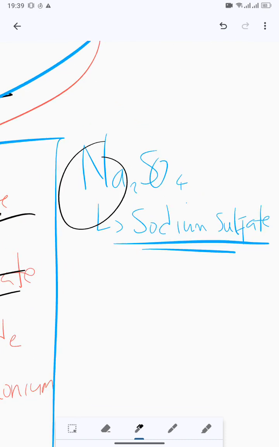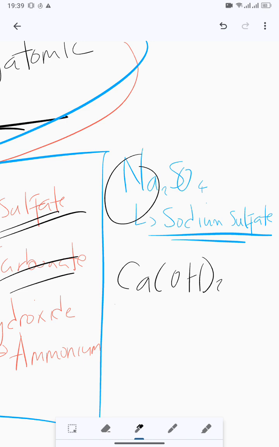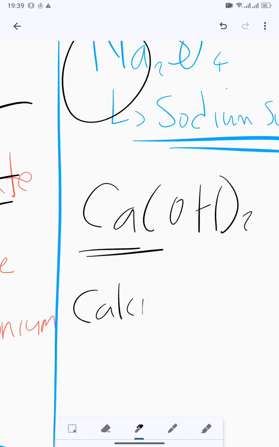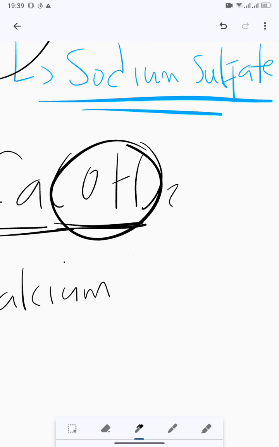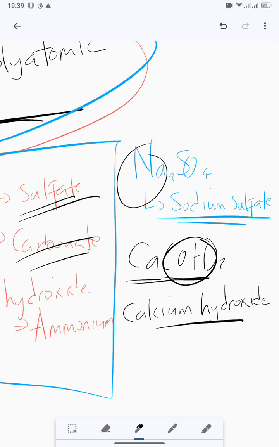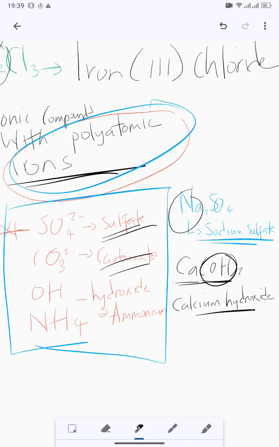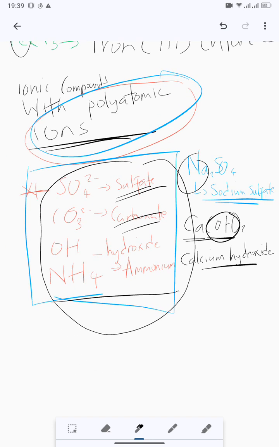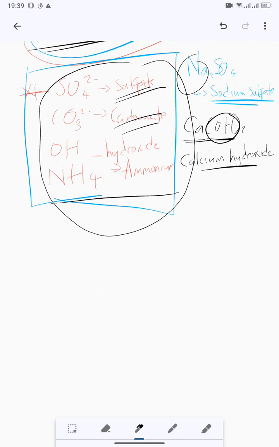You will find a question like this: how will you name this? This is your metal, so it's calcium. You just simply say calcium, and then what's the name of this polyatomic ion? Hydroxide. So it's basically that simple when you know the polyatomic ions. So I must stress this: I always advise students to try and know all of them that the lecturer has provided. So that's basically it about naming ionic compounds with polyatomic ions.